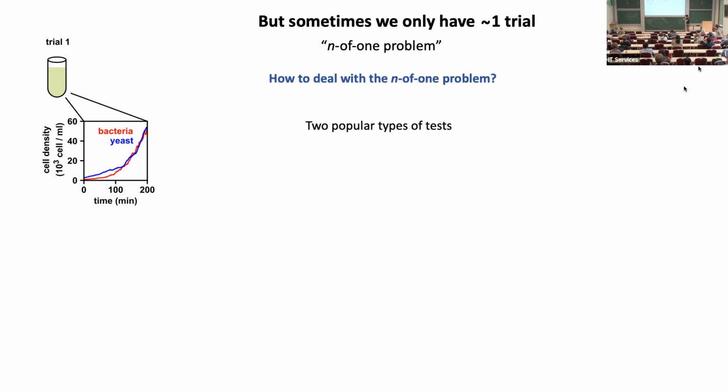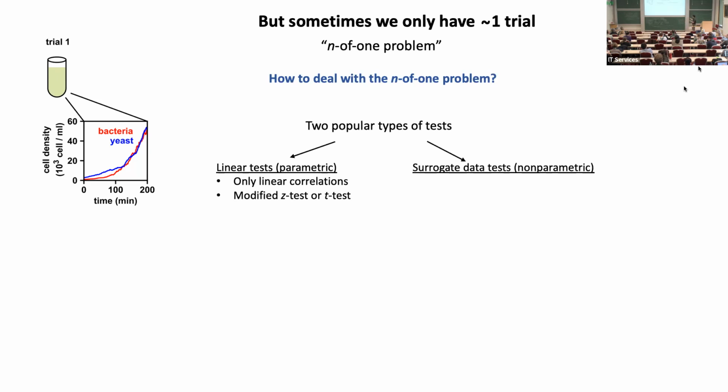There are various ways, but there are two that are particularly popular, as far as I can tell, in ecology and environmental science. One is linear tests, and these are going to be parametric. These are only going to work for linear correlations because they rely on an analytical derivation. They usually rely on a modified z-test or t-test, modified to incorporate the fact that this is a time series. This is one of these tests where I put in a little fudge factor, and I've got to get the parameter right. So that's a little bit of a bummer. Another way of addressing the N of 1 problem is to use surrogate data tests, and these are non-parametric. These will work for linear or nonlinear correlations, and they typically rely on computer simulations.